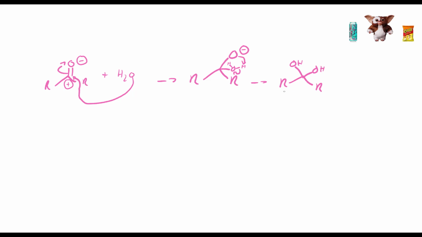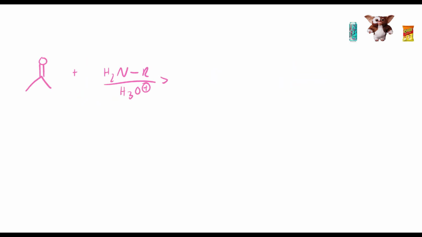Notice that this is not a hemiacetal, it is not an acetal, because for it to be an acetal, both of these have to be OR groups. For it to be a hemiacetal, one of them has to be an alcohol and the other one has to be an OR group. Okay? So this is not an acetal, this is not a hemiacetal.